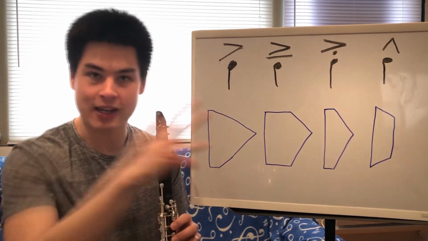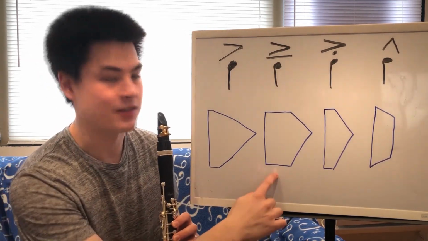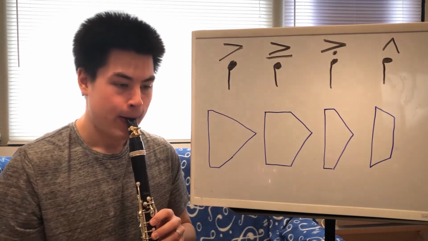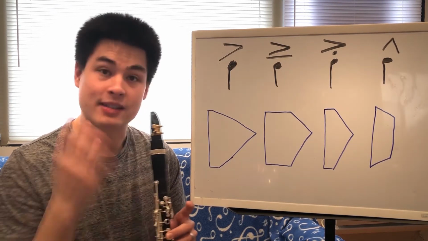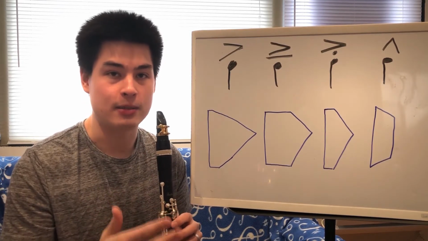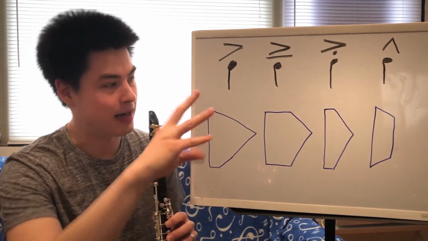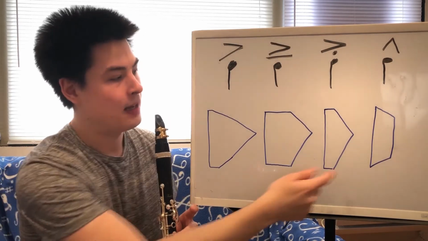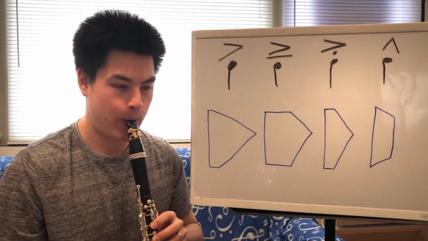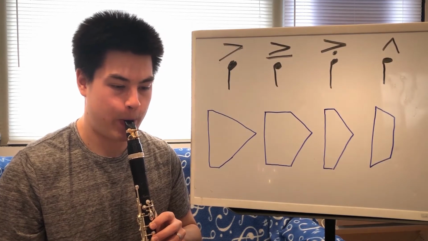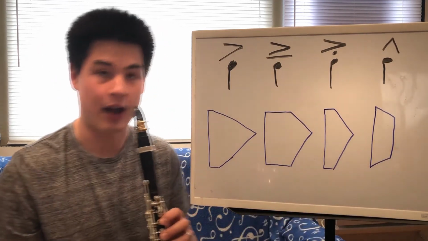You can hear a strong beginning, quick decay. Here's the tenuto accent. Still, the strongest part of the note is the beginning, but there's a good healthy sustain before a quick decay. Now the staccato accent. And then finally the marcato accent.